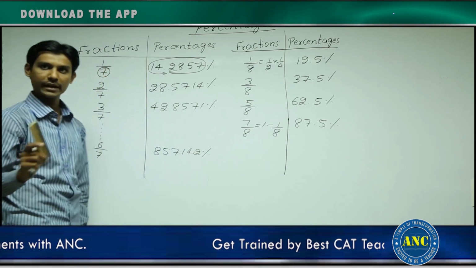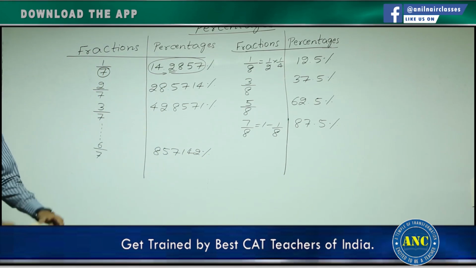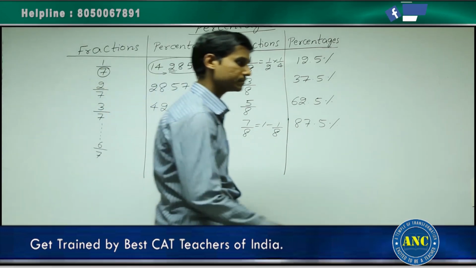Clear with the approach? Clear, right? First write down these two. Then we will go on to 1 by 9, 1 by 11, all those values.